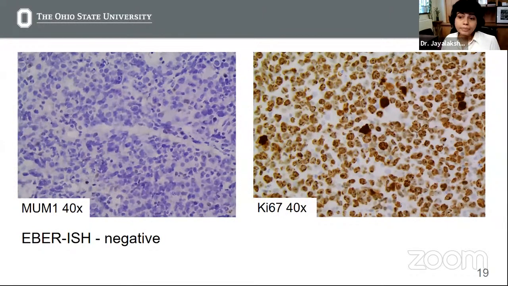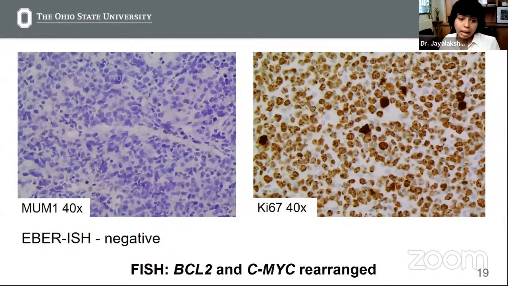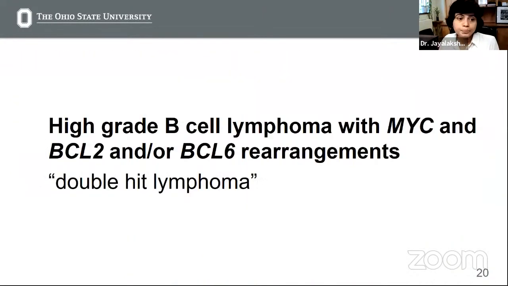FISH came back, and both BCL2 and C-MYC are rearranged. So that is a high-grade B-cell lymphoma with MYC and BCL2 and/or BCL6 rearrangements. In other words, it is a double hit lymphoma. So this morphology, this is double hit lymphoma, right?